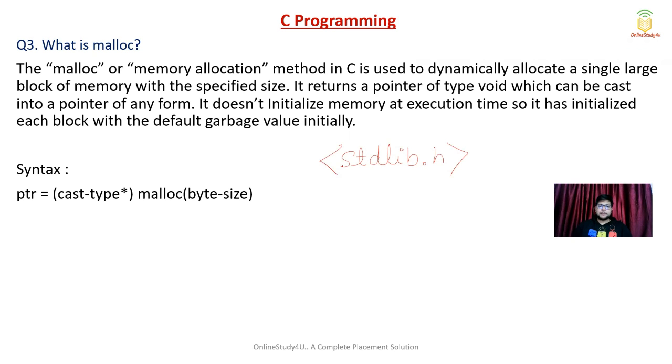The malloc or memory allocation method in C is used to dynamically allocate a single large memory block with a specified size. It returns a pointer of type void, which can be cast into a pointer of any form. It doesn't initialize memory at execution time, so it has initialized each block with default garbage value initially. Let's understand each and every sentence that has been written here. First, malloc is used to dynamically allocate a single large memory of size that you specify.